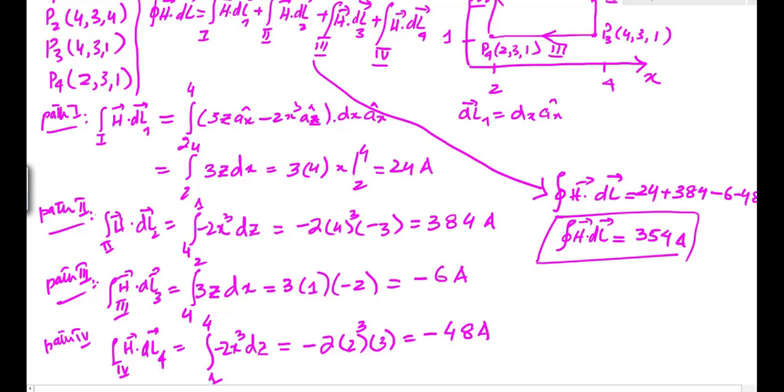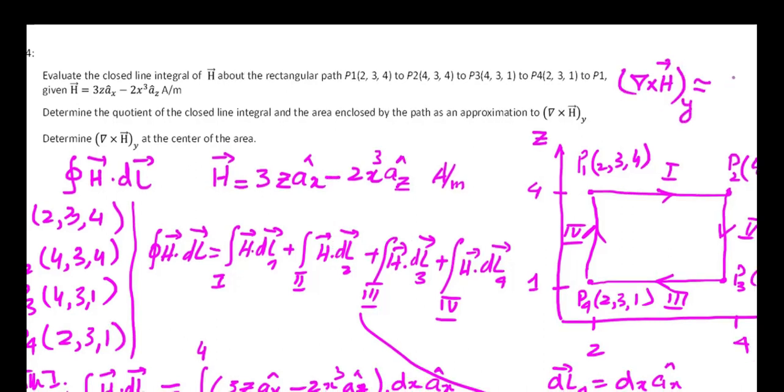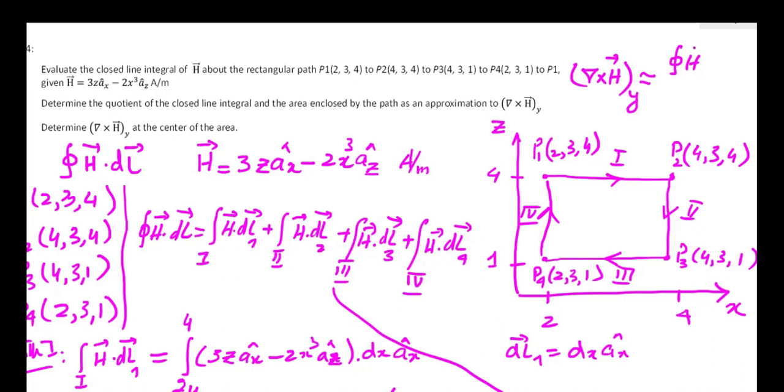And this was what we were trying to find. We were trying to evaluate this closed line integral over the path that is given to us for the given magnetic field intensity. Now coming to the second part, it says that you have to determine the quotient of the closed line integral and the area enclosed by the path as an approximation to the curl of H at y. So you know that the approximation of the curl of H at y is the ratio of the closed line integral and the surface area.